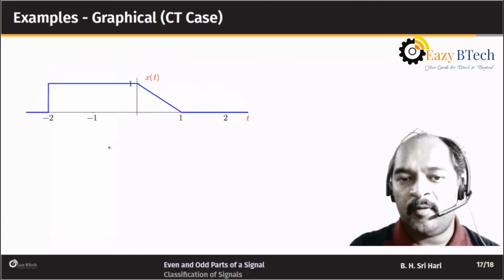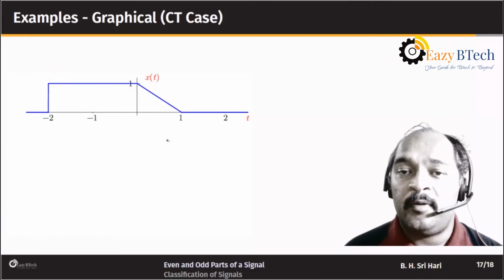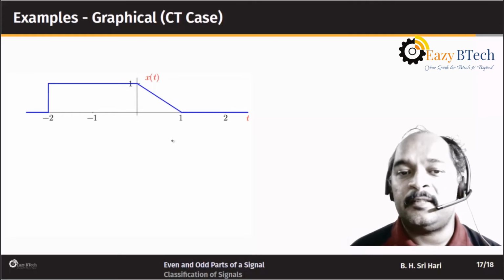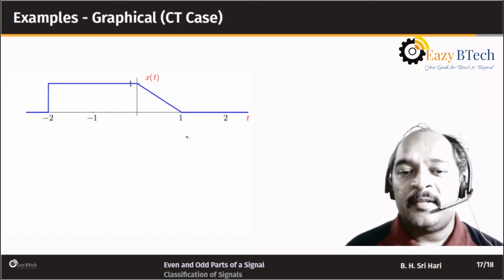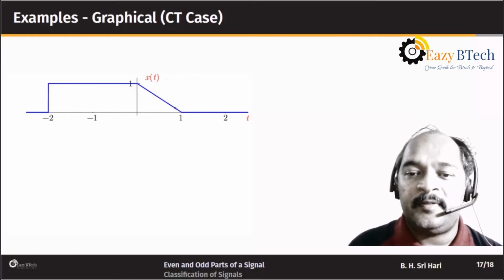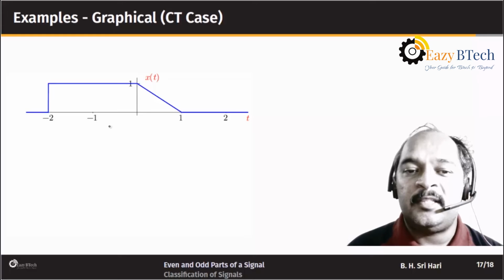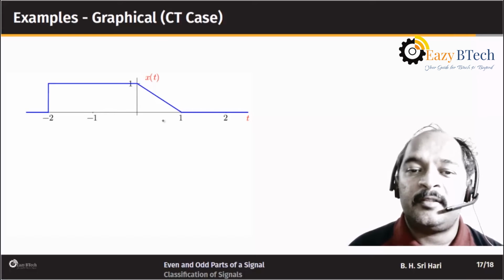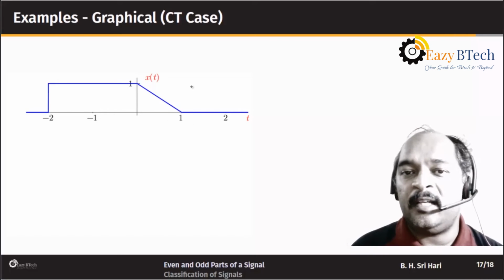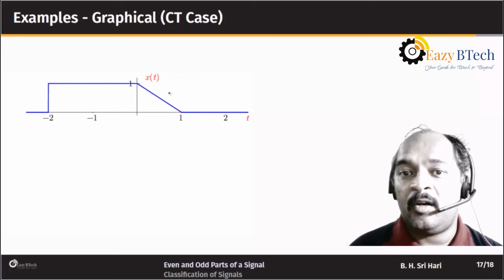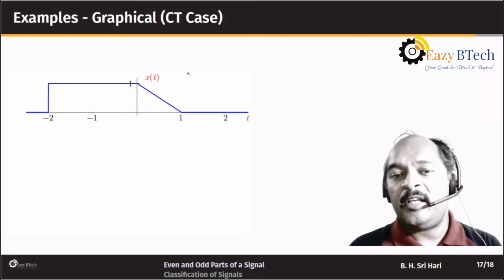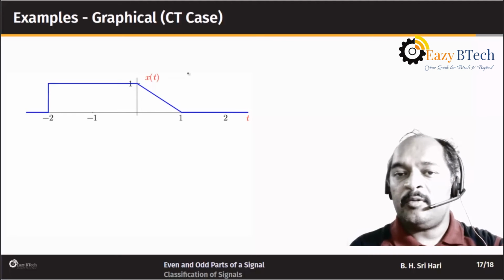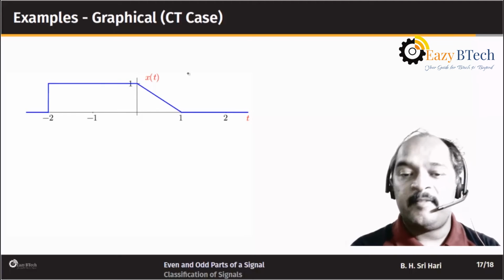Okay, so we'll take one more example, but now let us again come back to the continuous time case, and we will solve finding the even and odd part of a signal for the graphical case. What do we mean by that? The signal x of t is given to be this. It's a trapezoidal function, and we are asked to find the even and odd part of the signal. This signal is neither even nor odd. Why? Because it is not symmetric. Whatever you have from 0 to infinity, you don't have from 0 to minus infinity, and hence this signal is neither even nor odd.